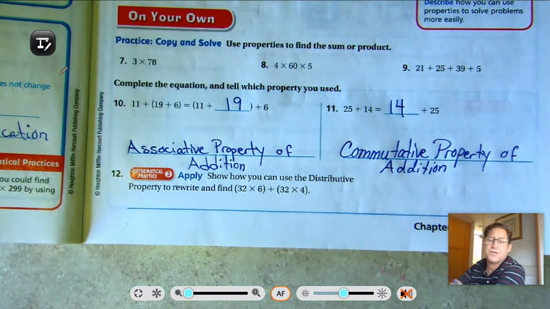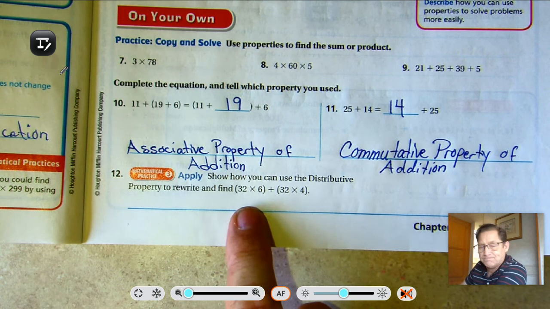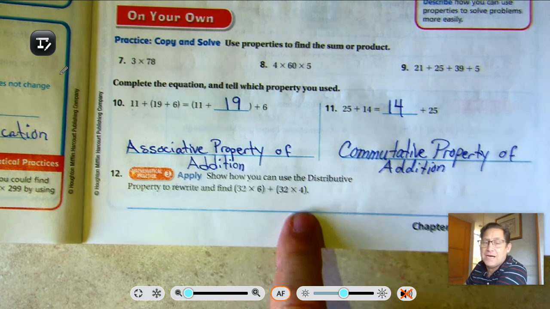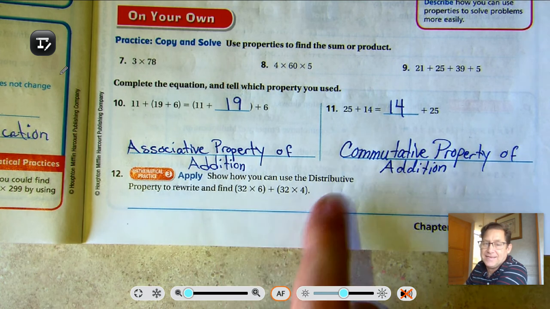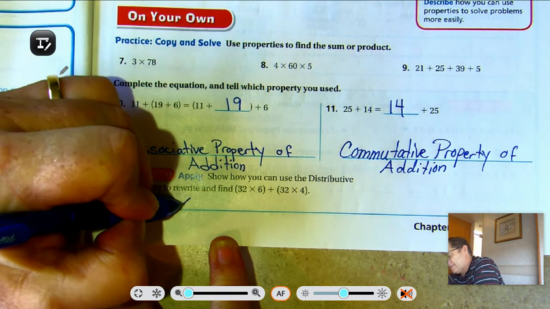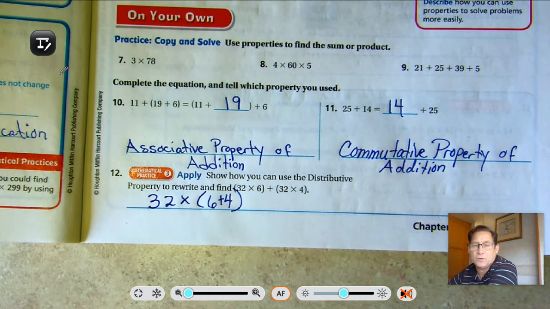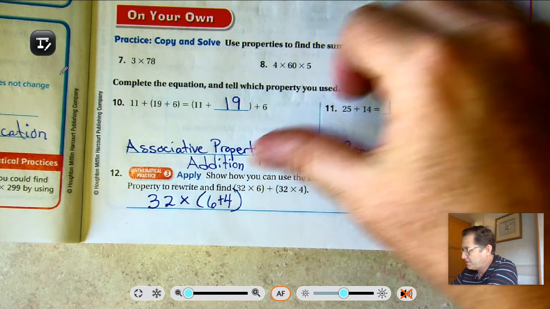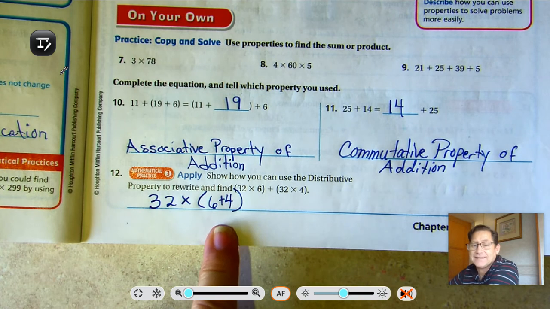All right, number 12. Show how you can use the distributive property to rewrite and find 32 times 6 plus 32 times 4. Well, remember that a number times the sum of two numbers is the same as that number times each of the addends. So we can rewrite 32 times 6 plus 32 times 4 as 32 times 6 plus 4. Now, why would we want to do that? Well, 32 times 6, that's actually not very easy to do in our head. And then we'd have to add 32 times 4. So that's not actually an easier way to do it. But 6 plus 4, that's 10.